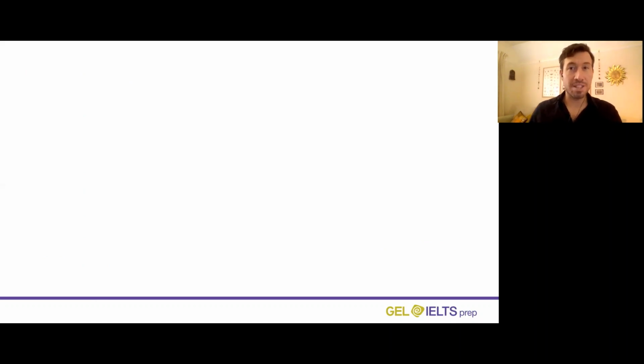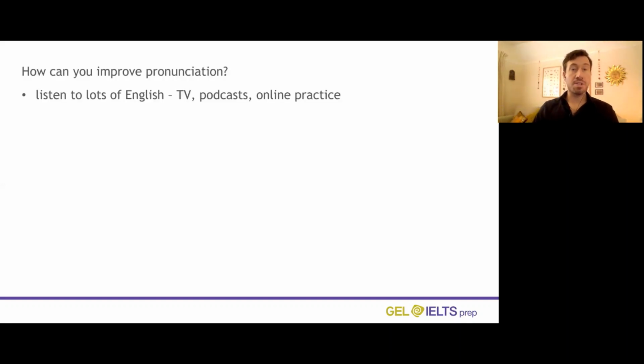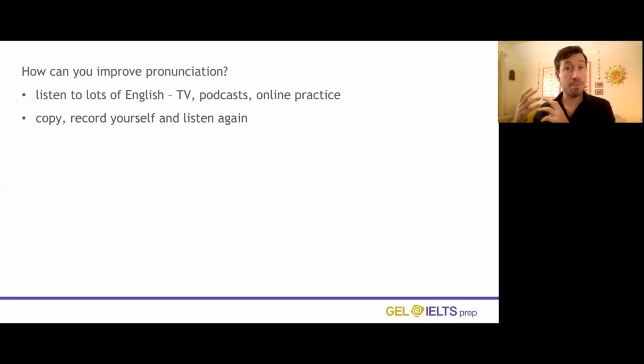So let's look at some ways that you could improve your pronunciation. Well, the first thing you could do is listen to lots of English, like TV, podcasts, online practice, that kind of thing. The more you hear, the more familiar you'll become with the sounds of English. You could copy yourself, or copy someone on the television, or copy someone doing a presentation. So you listen to them do it, and then you try to copy them and record yourself on your phone or your computer, and then listen back to compare the two. That's a really good way of seeing what mistakes you make compared to a native speaker.